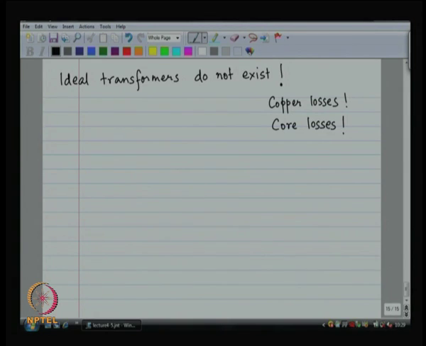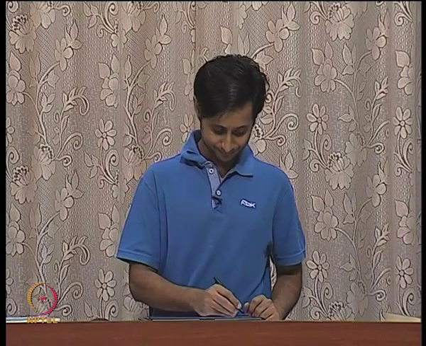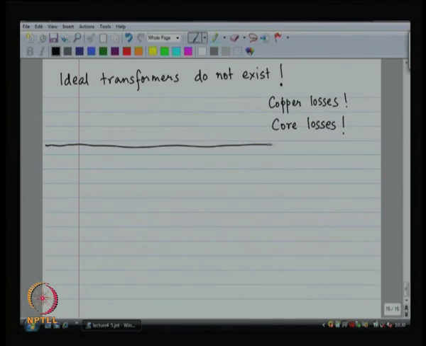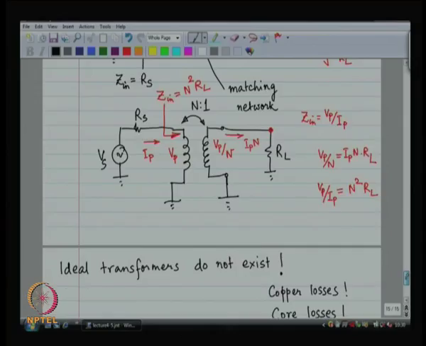Between each winding of the transformer there is going to be a parasitic capacitance. Between the primary side and the secondary side there is going to be a parasitic capacitance. So, the transformer is a mess. The ideal transformer is just a mathematical entity, it is not possible to make such a thing. All right. So, wishing for an ideal transformer is not possible. Therefore, we have to continue our study of matching networks.